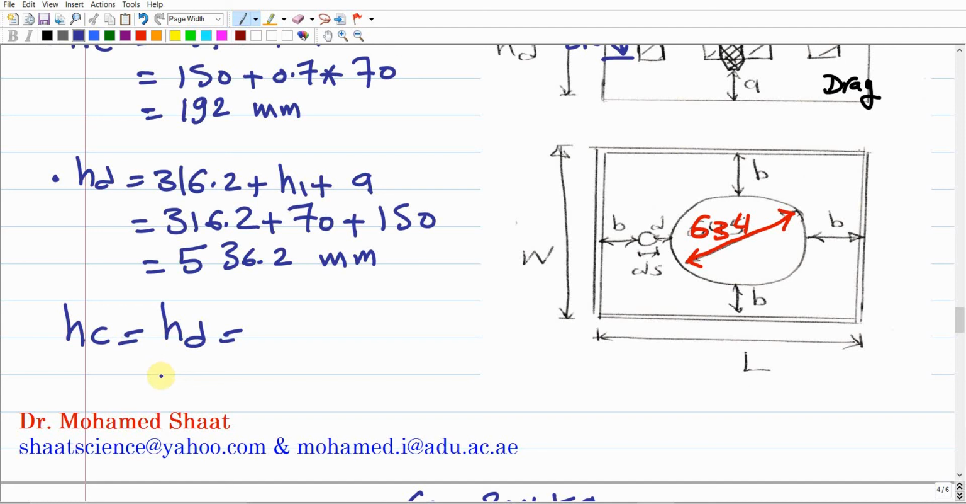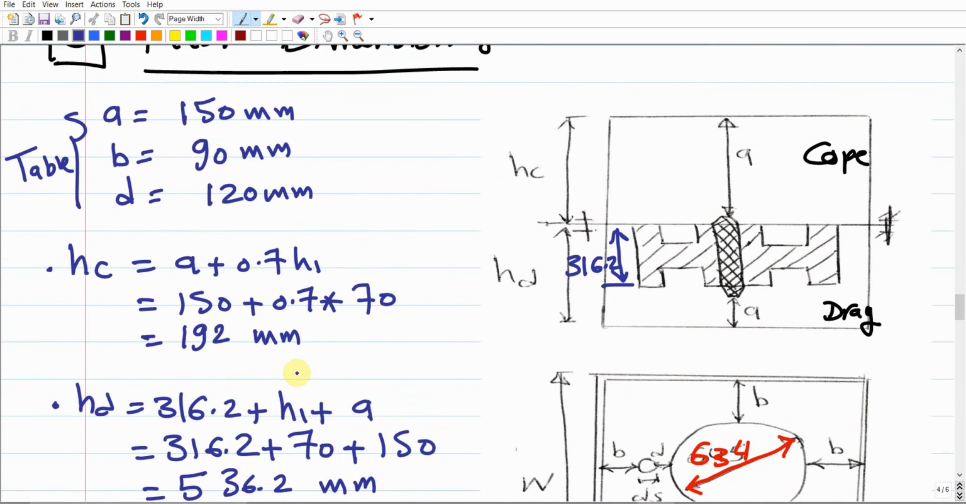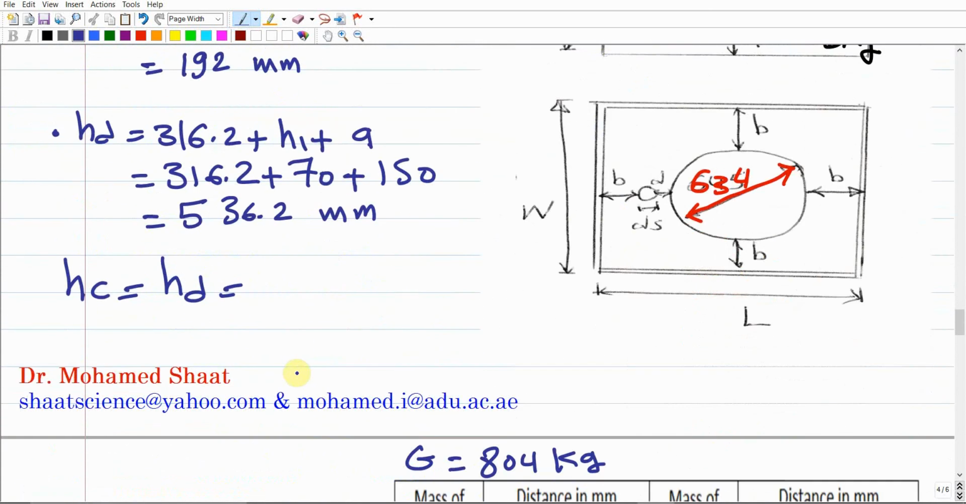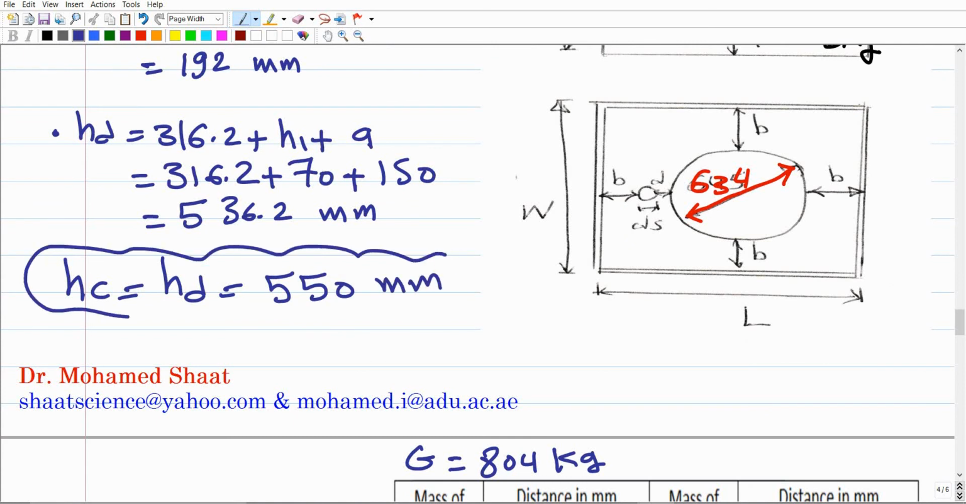Then we have to convert it into the standard. If you remember, the standard for the heights works from 20, then we have 30, then 40, and so on, it jumps. So there is a standard value or a standard range. From this standard, we're going to come up with the height as 550 millimeter as a total height for both the cope and the drag. This is the standard value, okay? So this is for the height.